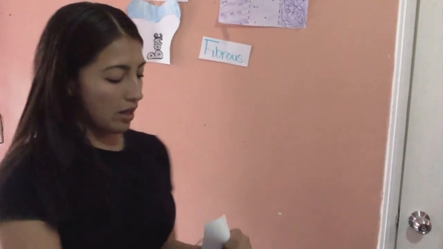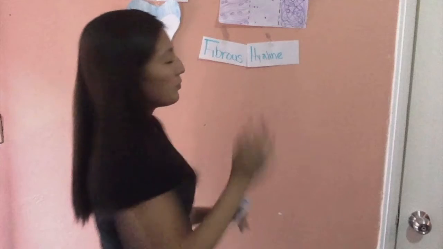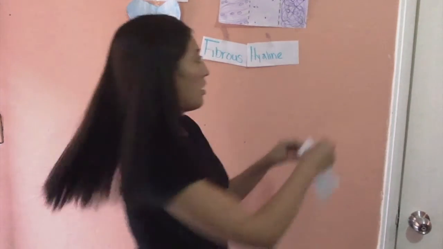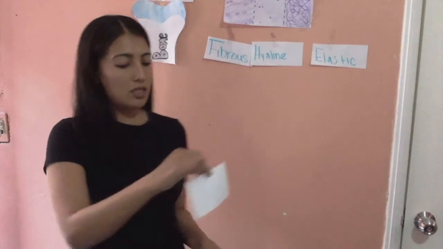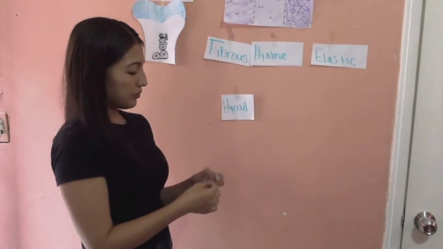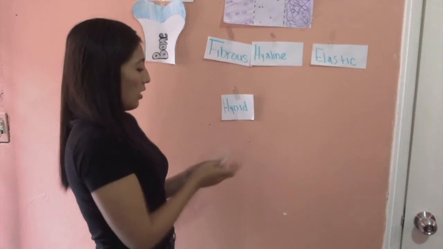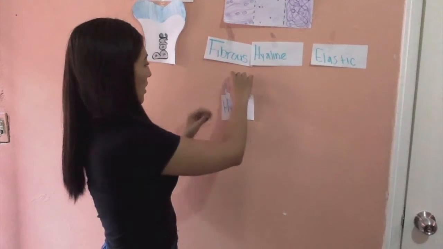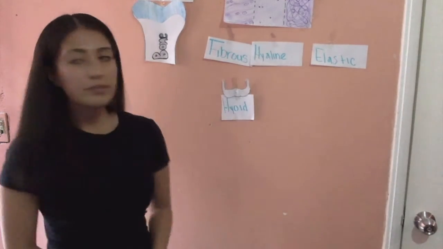Then we have the hyaline cartilage. This type of cartilage covers articular bone surfaces and connects the ribs and the sternum. Then we have the elastic cartilage, and this type of cartilage we can find in the epiglottis. Every bone in the body is connected to another bone by flexible connective tissue, except the hyoid bone, which is basically anchored to the tongue.